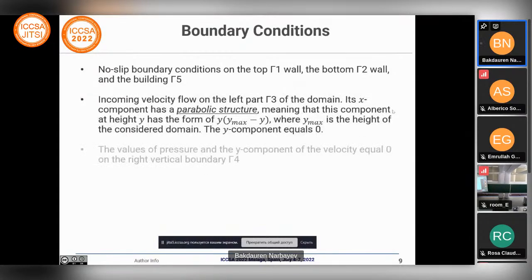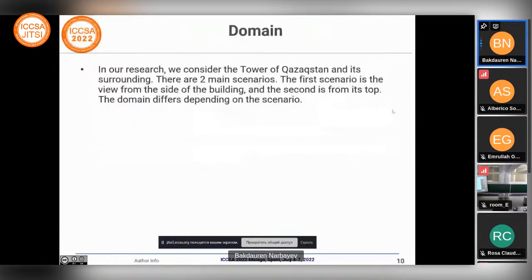So now let's move on to the problem domain. In our research, we consider the Tower of Kazakhstan and its surrounding. Since we conducted our simulations in 2D, we need several views to solve the 3D problem. At a high level, there are only two main scenarios. The first scenario is the view from the side of the building, and the second one is from its top. The domain differs depending on the scenario.